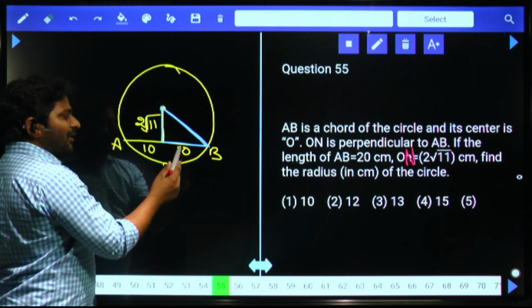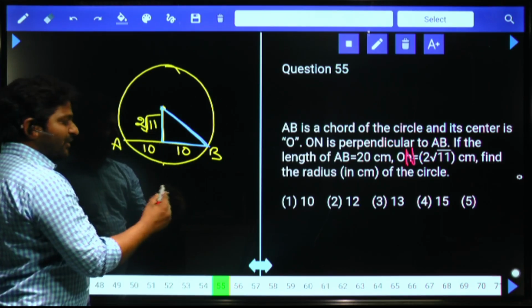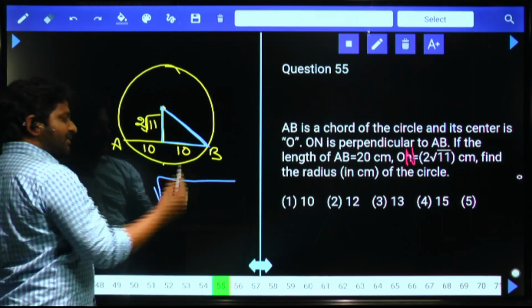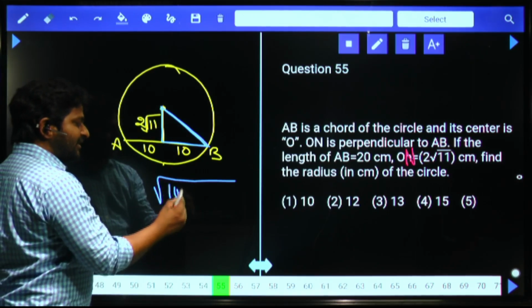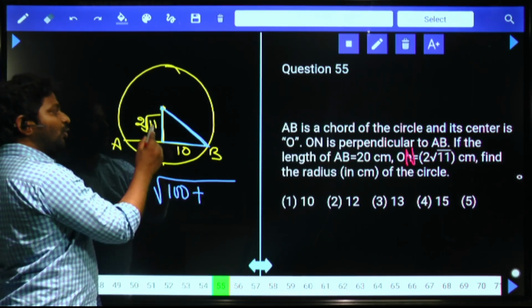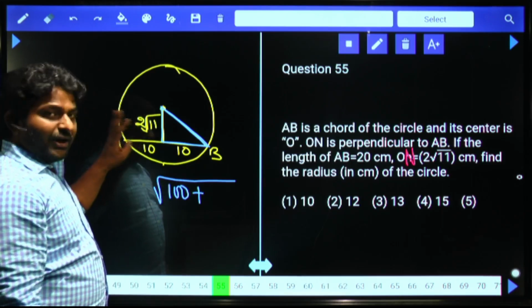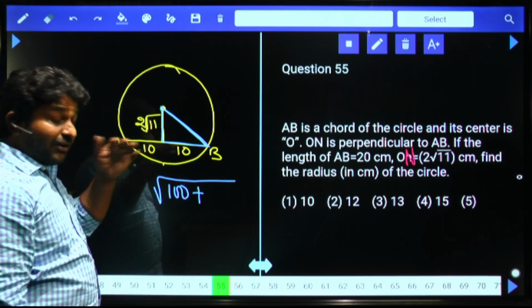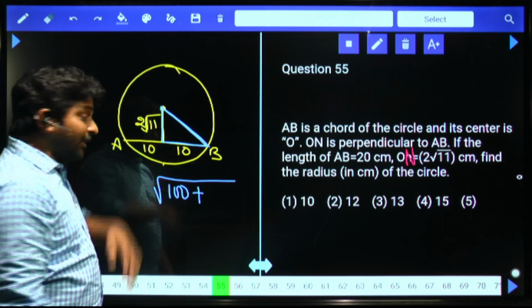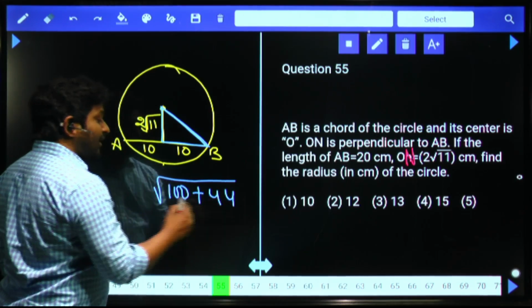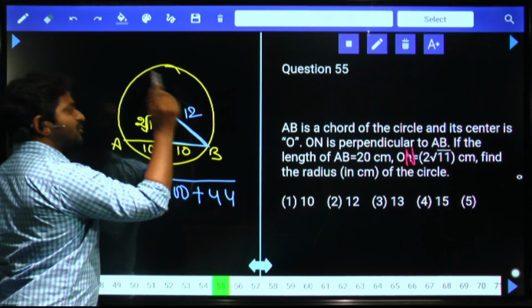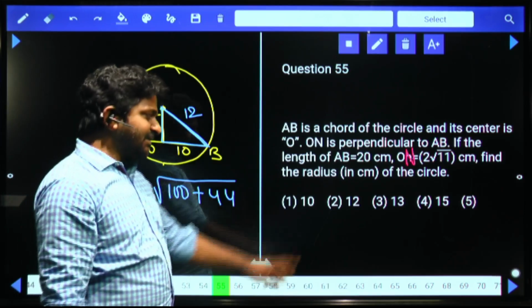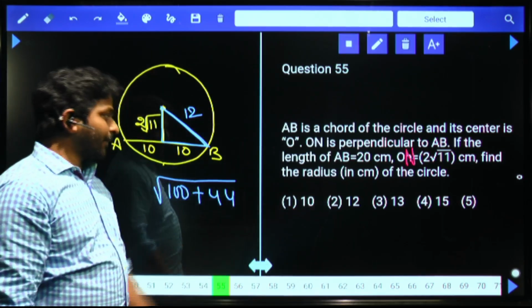Hypotenuse square is equal to opposite side square plus adjacent side square. So the hypotenuse is equal to the square root of 10 square, that is 100, plus 2 root 11 whole square. 2 square is 4, root 11 whole square is 11, 4 into 11 is 44. So the square root of 144 is equal to 12. So the length of the radius is equal to 12, second option.